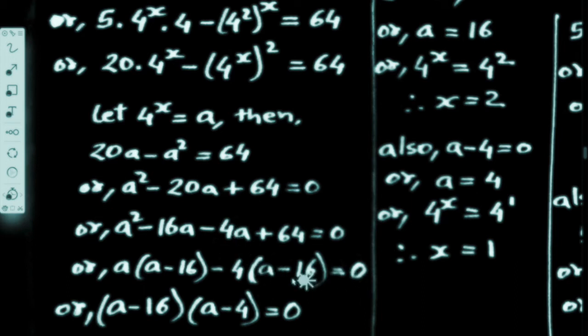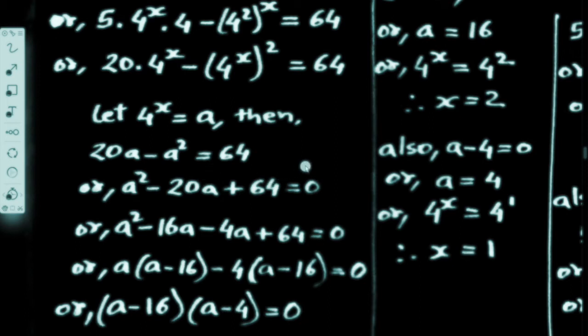Now a minus 16 should be brought ahead: a minus 16 into a minus 4. Here we get two factors. A minus 16 is our first factor, and a minus 4 is our second factor, equal to 0. Getting here two factors of this expression.